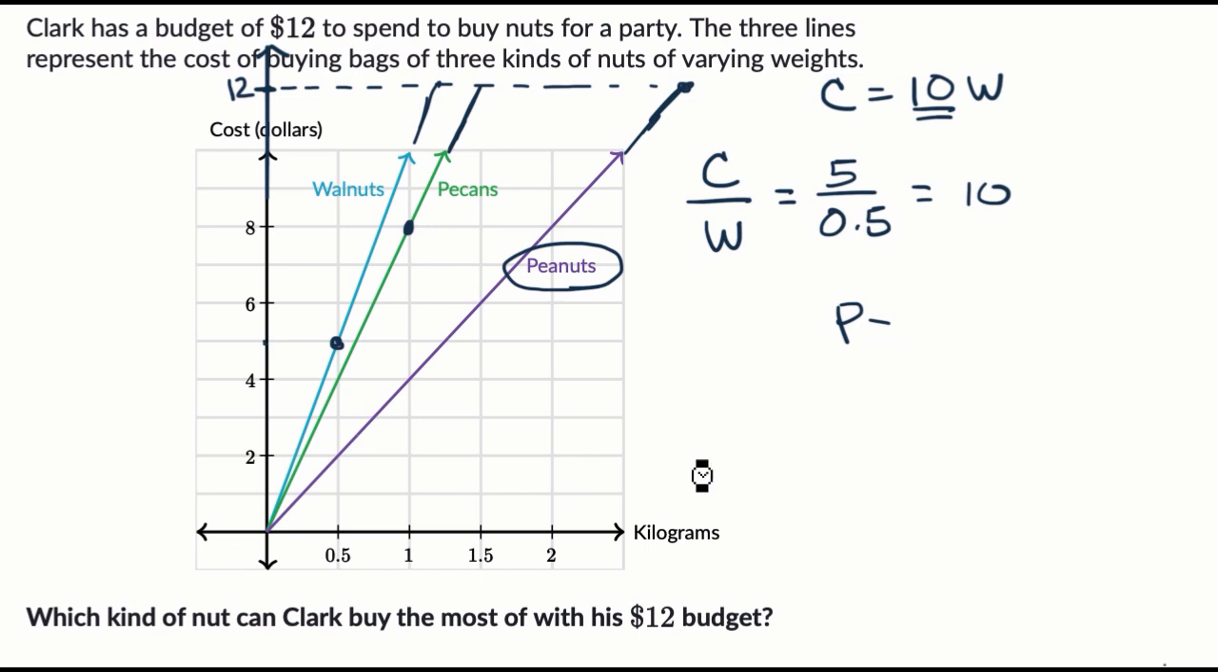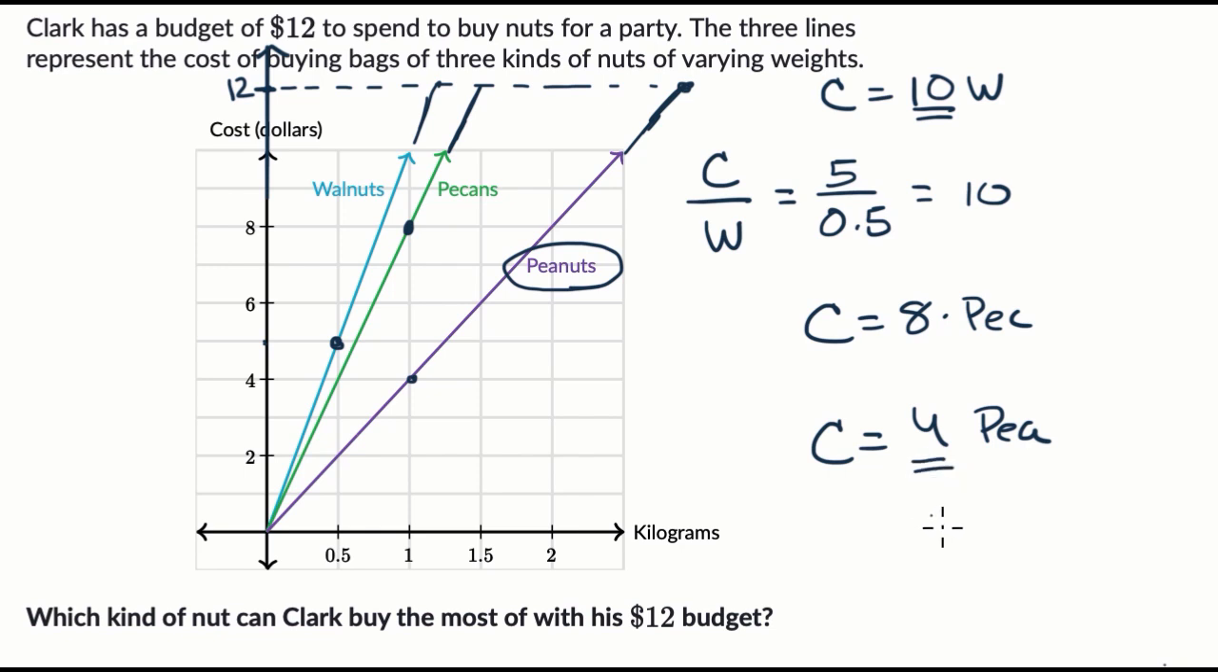So the cost is equal to $8 times, all right, peck for pecans. And the cost is equal to, we just said, $4 per kilogram of peanuts. And so once again, another way to think about it is the cost per kilogram of peanuts is the least, so you can buy the most. You can actually buy 3 kilograms of peanuts if you were to put a 12 right over here and solve for peanuts. That's where we are right over here at 3 kilograms. Anyway, we answered this question in multiple ways.